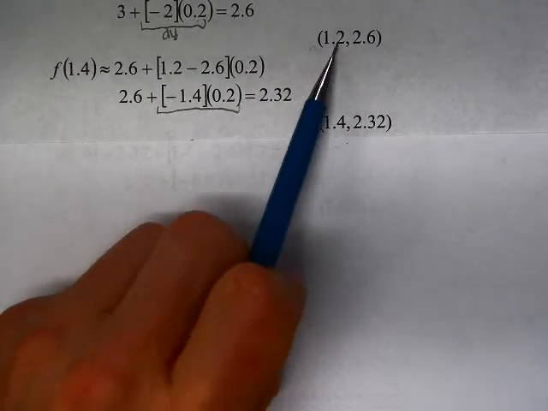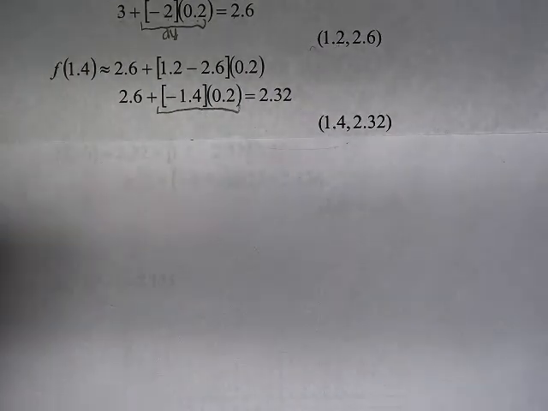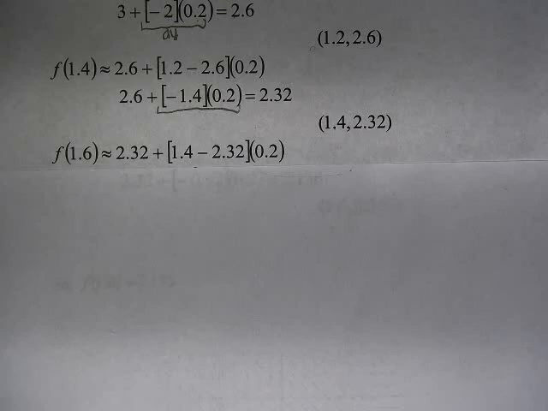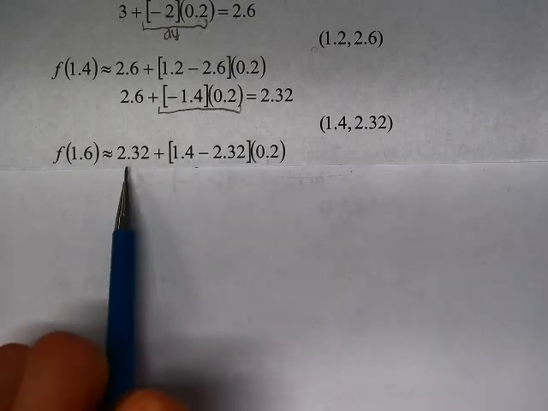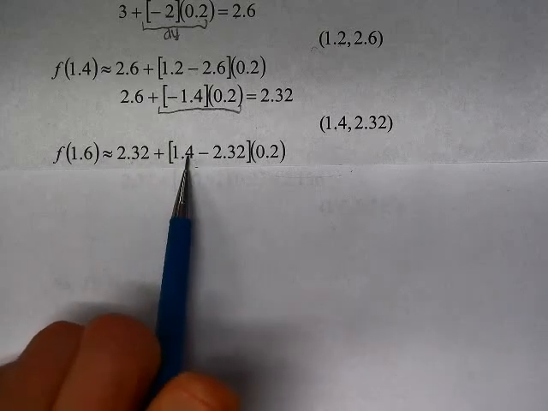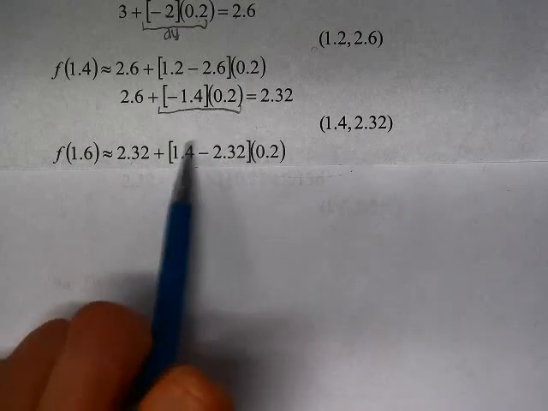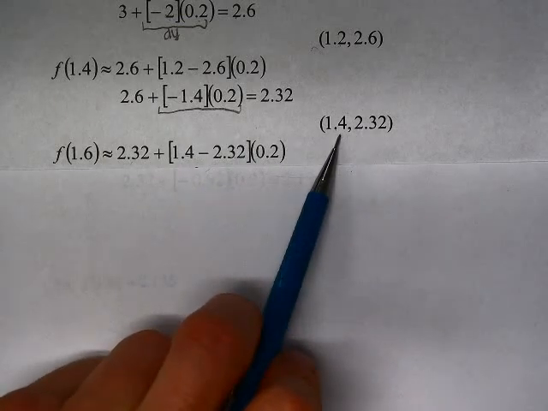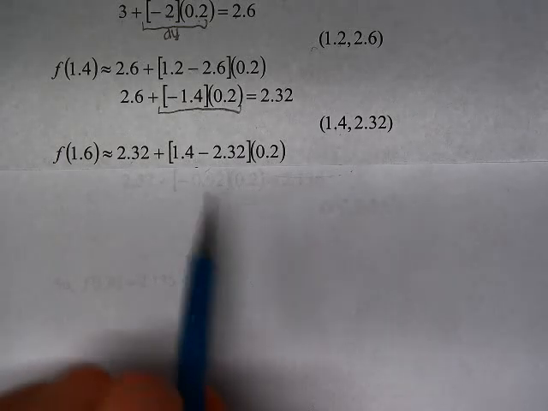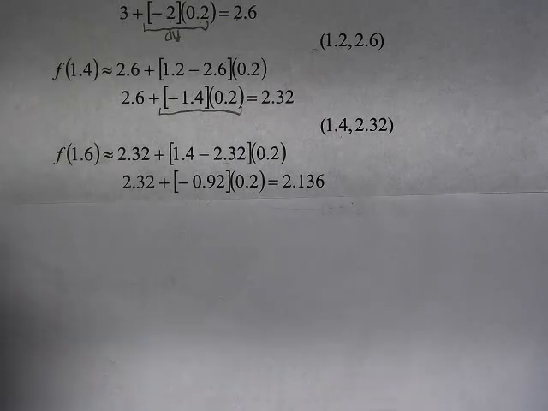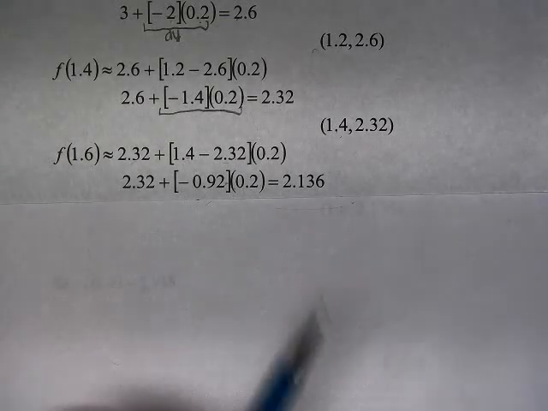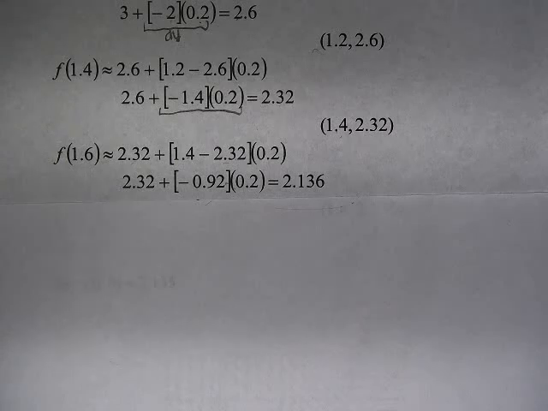So we've gotten to 1.4. We want to go to 1.6. We're going to take one more step size of 0.2. So our dx is 0.2. Our current y value is 2.32. The x minus y tells us the slope there. So here's f prime, or dy/dx, at this point: 1.4 minus 2.32. Do some arithmetic here, add 2.32, we get 2.136.